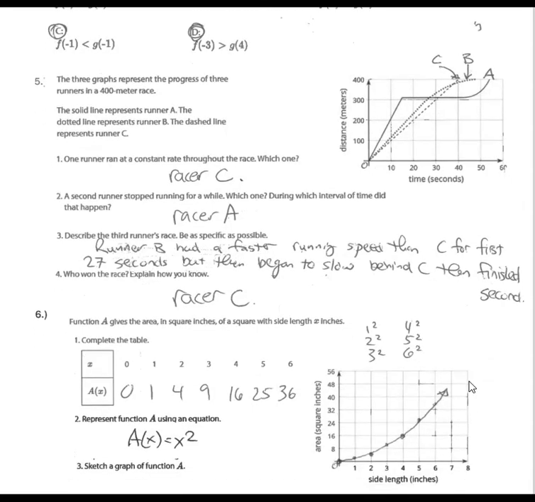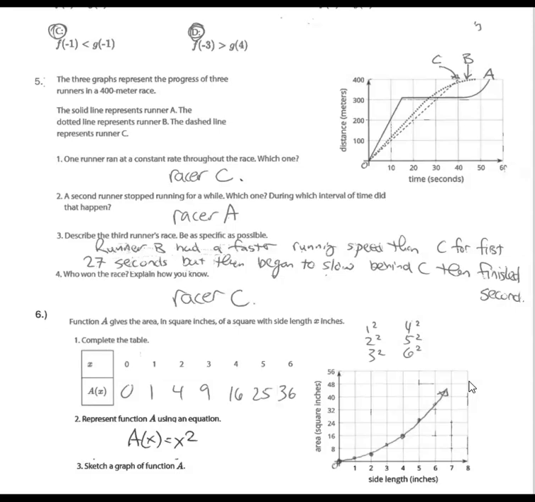Now for this last one here, they say function A gives the area in square inches of a square with side length x. You should know that area is just length times width for a rectangle or a square. So it's going to be 0 times 0 to get the area if it is a side length of 0, and 1 times 1, and 2 times 2, and 3 times 3, and so on. So I filled out the table, and you can see the values I got here: 0, 1, 4, 9, 16, 25, and 36. I graphed those because they asked for it.